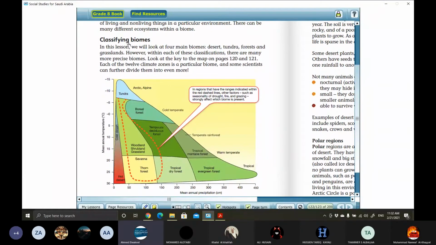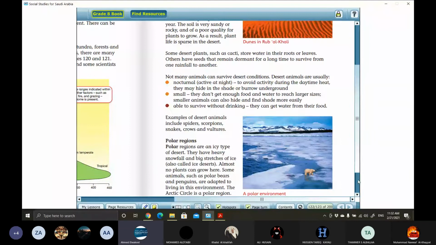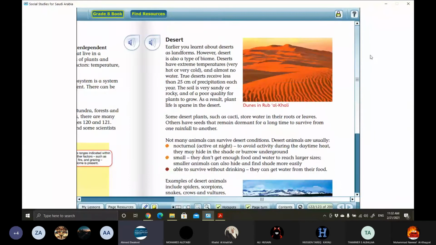Regarding classifying the biomes, we will look at 4 main biomes: desert, tundra, forests, and also grasslands. We will speak about them in this topic. The first type of biome we have is the desert. For example, these are some dunes in the Rub al Khali Desert, and the Rub al Khali Desert is here in KSA, for example.